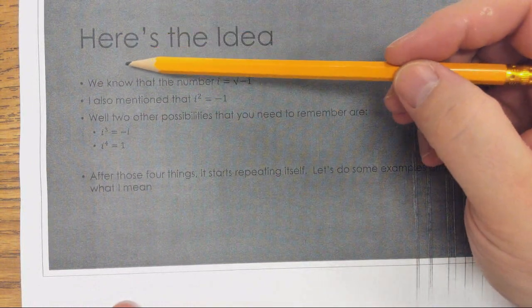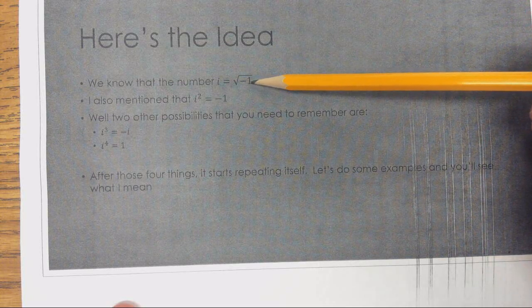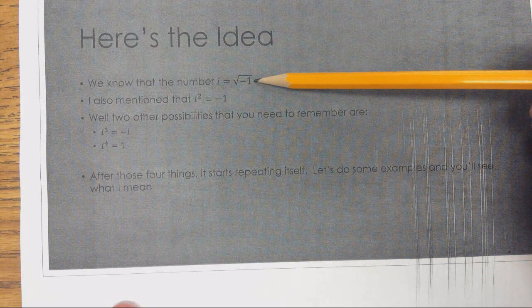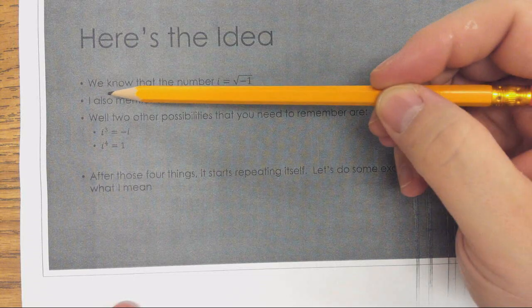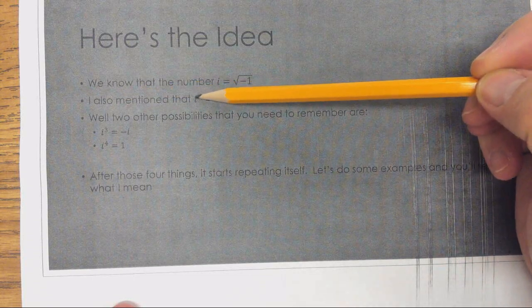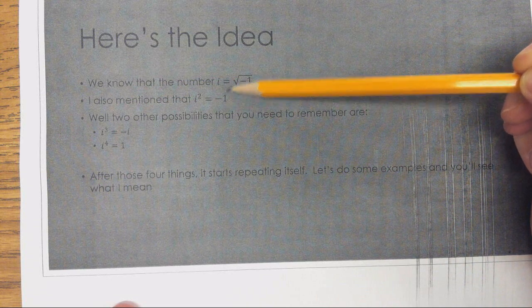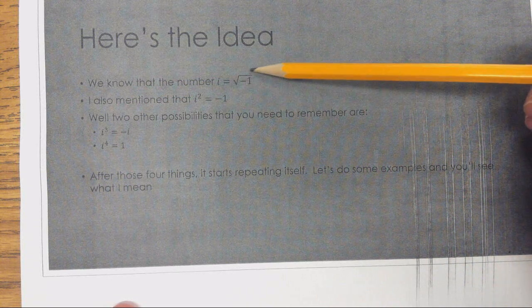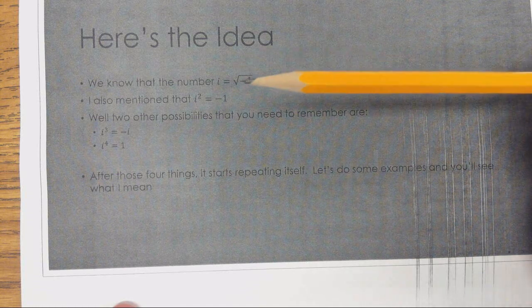So here's the idea. We know that the number i equals the square root of -1. We've talked about that in the past couple videos. I also mentioned in the last video that i squared equals -1, which makes sense because if I take this square root and I square it, I just get what's underneath.